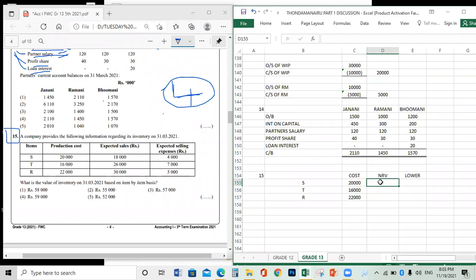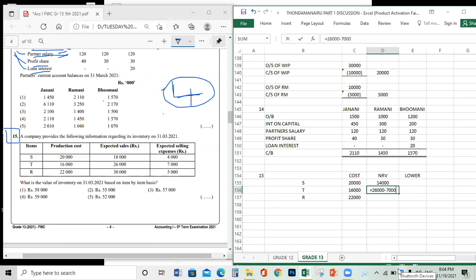So they say, guys, expected selling price is 18,000 for the first product, and they have to incur 4,000 to sell it. So the net estimated selling price is 14,000. Expected selling price is 26,000. In order to sell it in the future, they have to incur 7,000 expense.